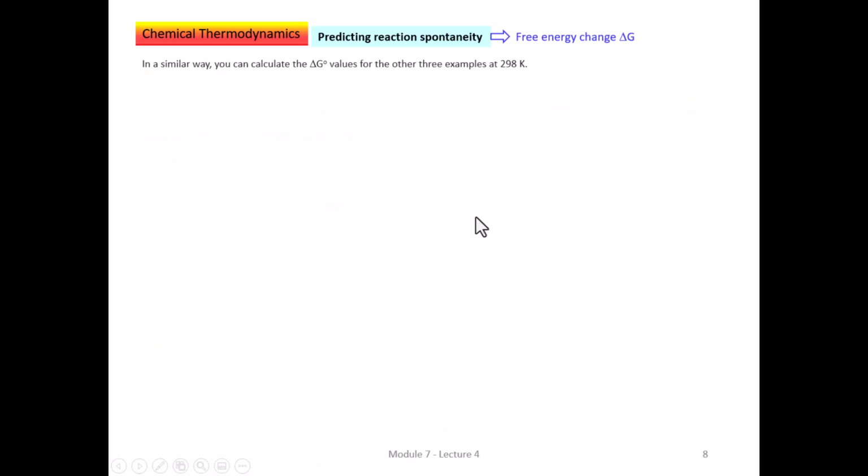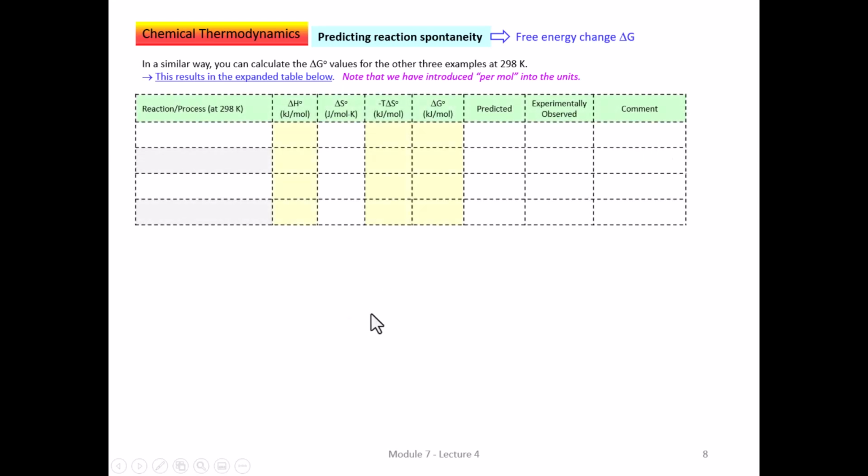Now, in a similar way, we can calculate deltaG values for the other 3 examples that we've been talking about at 298 K. We're going to build an expanded table below, and I want you to note that we've introduced per mole into the units. So here are our 3 reactions and 1 melting process.